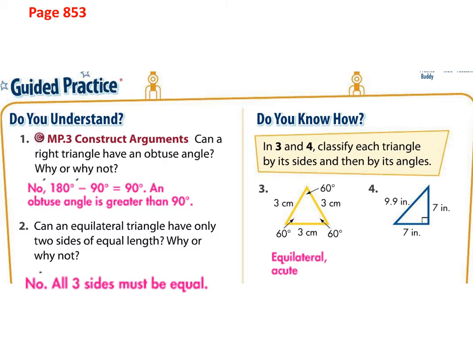Question 4. Look at the sides. Are there any congruent sides? Yes. We have two congruent sides, or two sides are the same. So this triangle is an isosceles triangle. Look at the angle. The greatest angle is a right angle. So this triangle is a right triangle. So we can describe this triangle as an isosceles right triangle.